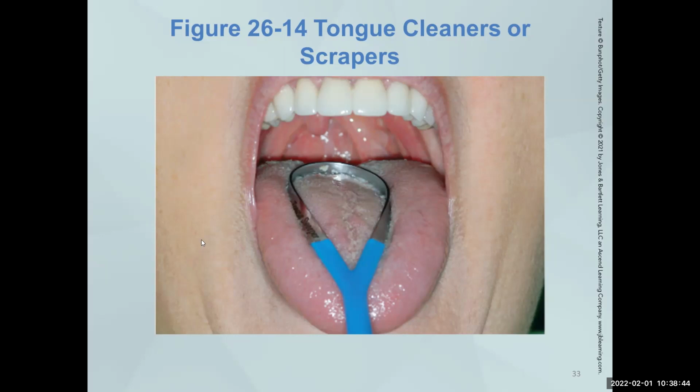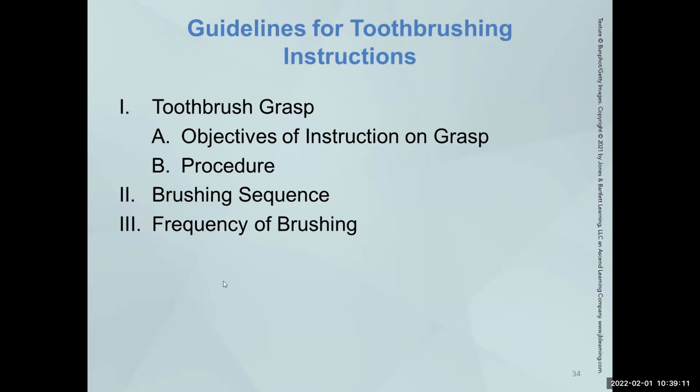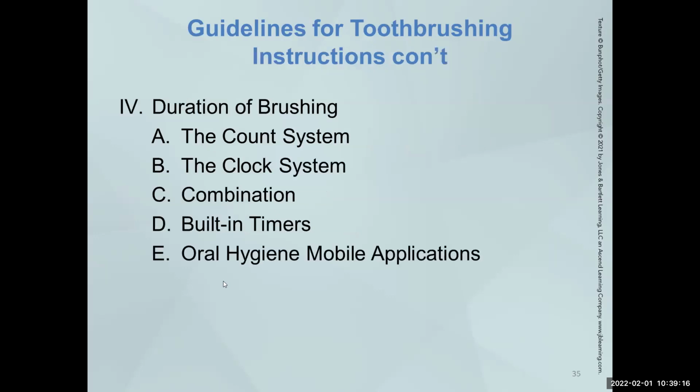Some patients are gaggers and can't get back very far. Okay, if you've got a gagger, the gag reflex is less at night. So you can have the patient try it at night to brush their tongue or to scrape their tongue. Scrapers have been shown to get more posterior than brushes. Okay, so it's more effective with a tongue scraper. We'll get into this as far as sequencing and everything else.